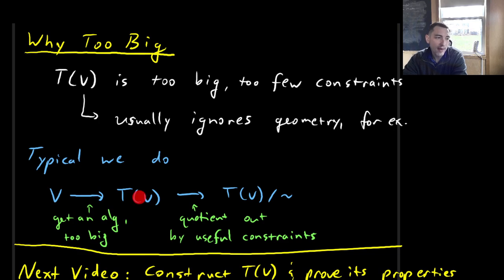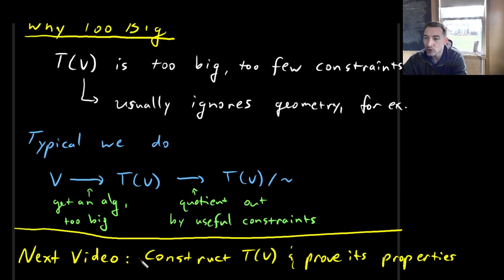So then what we do is we map from this into a quotient space. We usually define some sort of equivalence relation, and we quotient out by the useful constraints, which usually come from geometry. And that's exactly what's going to happen for both the exterior algebra and the Clifford algebra. So next video, I will construct T of V, though I've kind of already said what it is. The point is then to construct it and prove it actually has the properties that it's initial, that we have a linear map, and that it's initial in that category I talked about. And then from there, we'll go to the exterior algebra and the Clifford algebra.